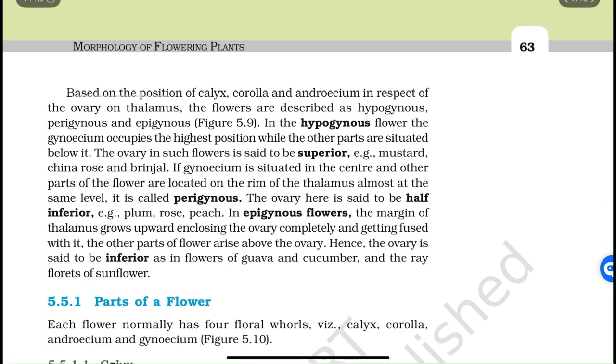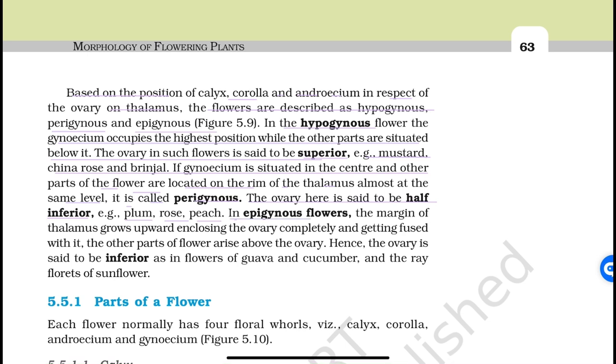Based on the position of calyx, corolla, and androecium in respect of the ovary on thalamus, the flowers are described as hypogynous, perigynous, and epigynous. In the hypogynous flower, the gynoecium occupies the highest position, while the other parts are situated below it. The ovary in such flowers is said to be superior, for example mustard, China rose, and brinjal. If gynoecium is situated in the center and the other parts of flower are located on the rim of thalamus, almost at the same level, it is called perigynous. The ovary here is said to be half inferior. For example, plum, rose, peach.